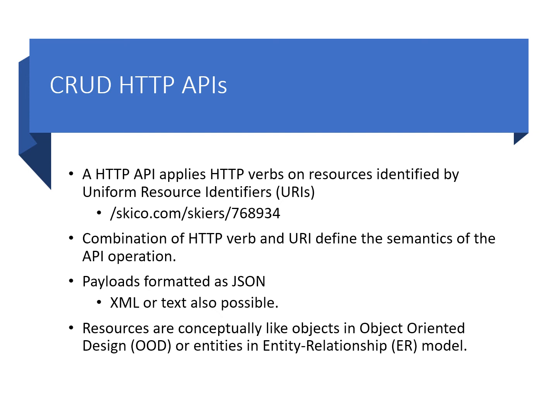More formally, an HTTP CRUD API applies HTTP verbs on resources identified by URIs. In this example, a URI that defines skier 768934 is shown on the slide. The combination of HTTP verb and URI define the semantics of the API operation. Resources represented by URIs are conceptually like objects in an OO system or entities in an entity relationship model. Resource identification and modeling hence follow similar methods to OOD and ER modeling. The focus, however, is on resources that need to be exposed to clients in the API.